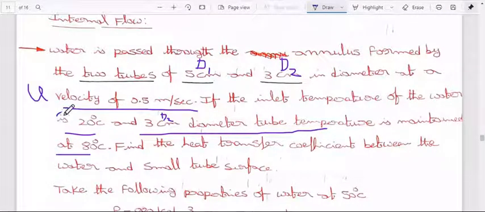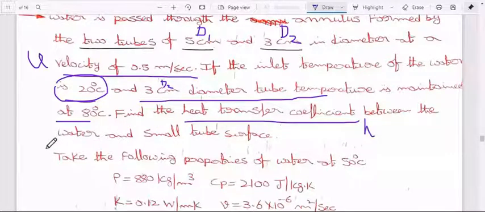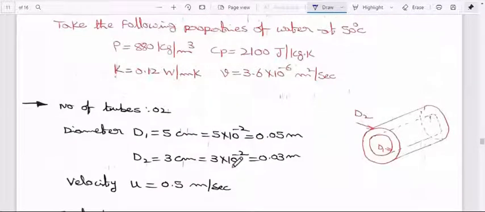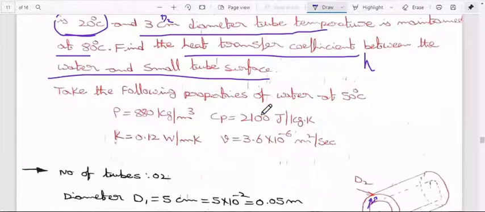Here a 5 centimeter diameter tube is maintained at 20 degrees, and a 3 centimeter diameter tube is maintained at 80 degrees. Find the heat transfer coefficient h between the water and the small tube surface. Here is the diagram, with internal diameter D1 and external diameter D2. I am passing water in like this, between the water and the small tube surface.